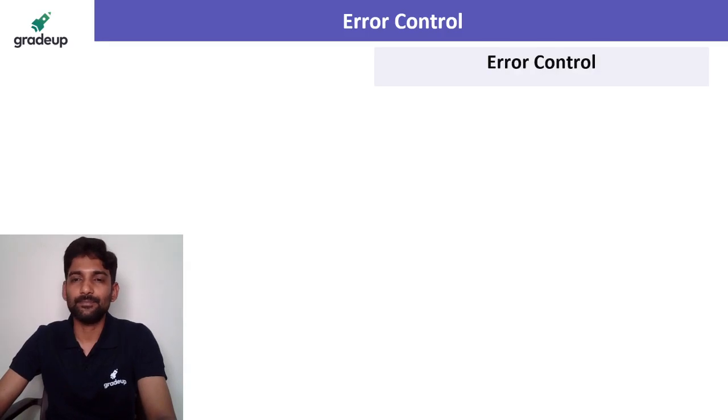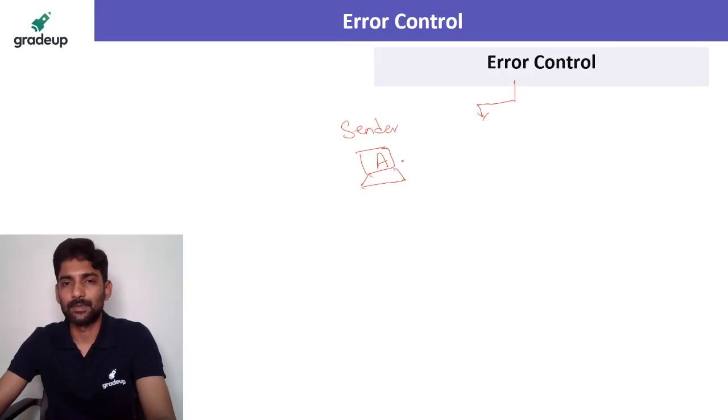Okay, guys, in computer networks, what actually does error mean? We know there will be a sender who will transmit the data. Let's say A is the sender who is transmitting the data to the receiver B.